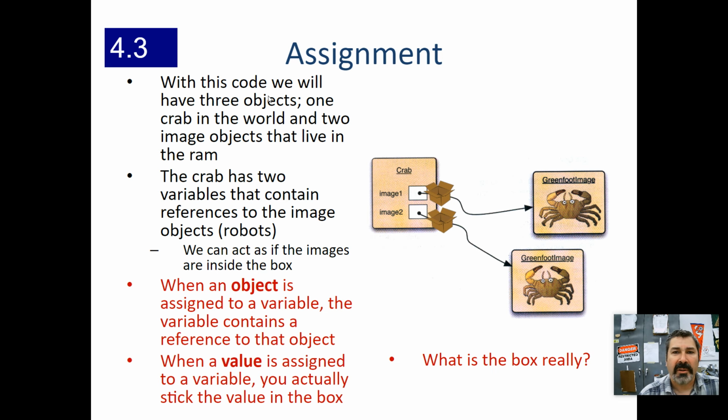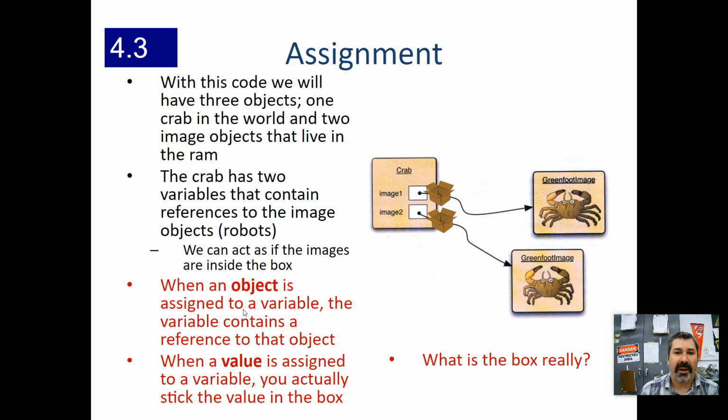So with this code, we will have 3 objects. We have the crab that's actually in the world that we can see, and we have 2 objects that are living in the RAM that we can't really see. It's those little robots that are holding these images. We're going to talk to them and use them. We can see what they do, but we can't see them. The crab has 2 variables that contain references to the image objects, right? So image1 and image2, there's references to these guys.